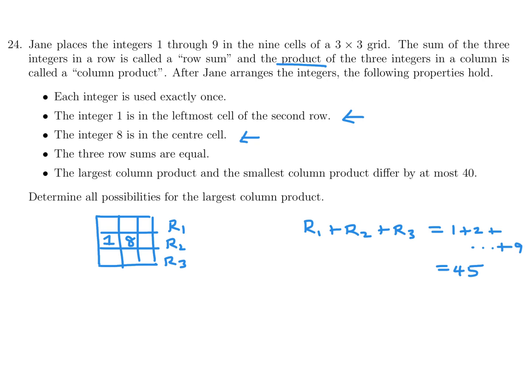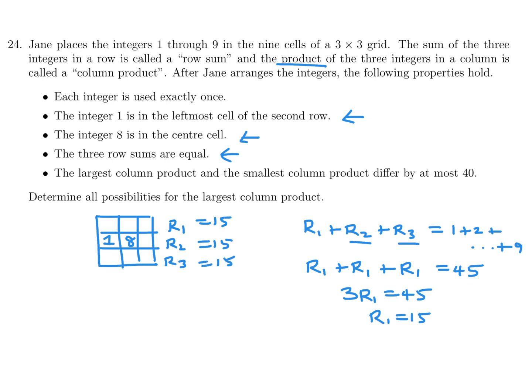Now row 1, row 2, and row 3 are all equal according to that. So this basically means that R1 is equal to R1 plus R1 plus R1, since row 2 and row 3 are the same as R1. So this basically means that 3R1 is equal to 45. So R1 is 15. So is R2, and so is R3. So that's good, because now we can easily figure out what goes into the last of the boxes in the second row. That would have to be a 6. Because the sum has got to be 15.